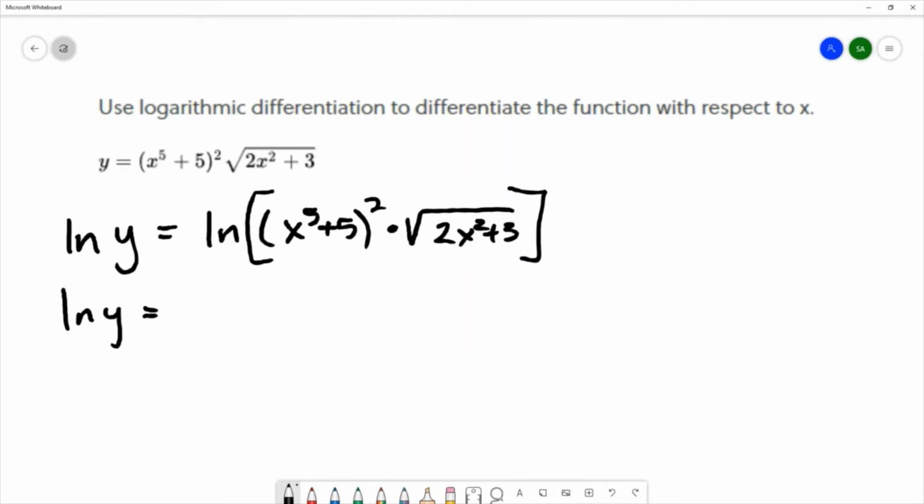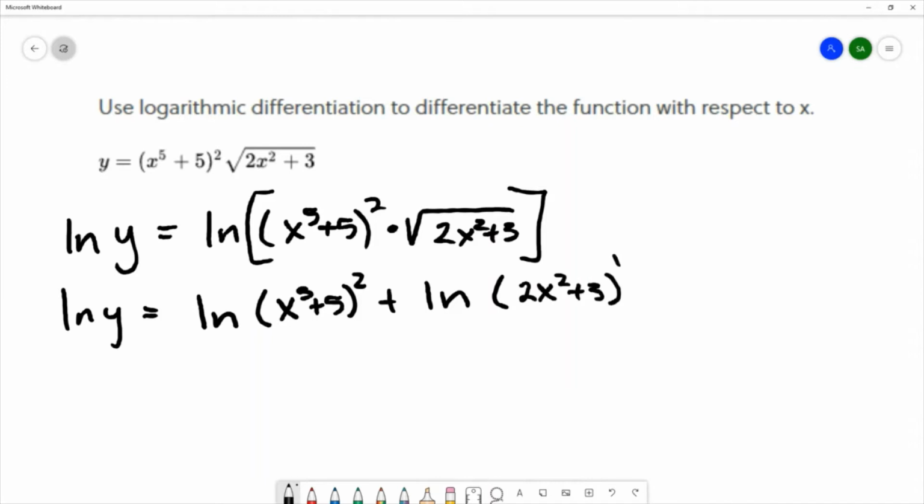And this product rule for logarithms allows me to write this as two separate logs. So natural log of the first factor plus natural log of the second factor. And I'm going to go ahead and change that radical, that square root, to the 1/2 power. So I just used the product rule for logarithms to break that into two separate logs.